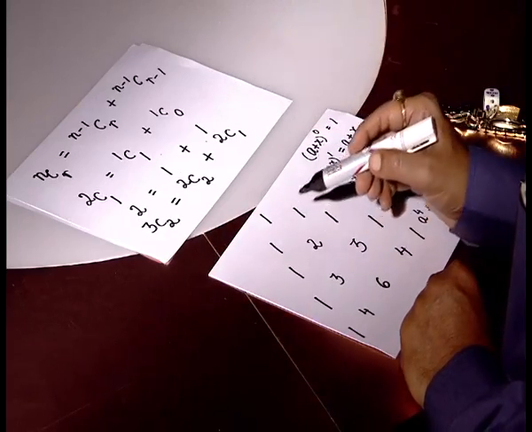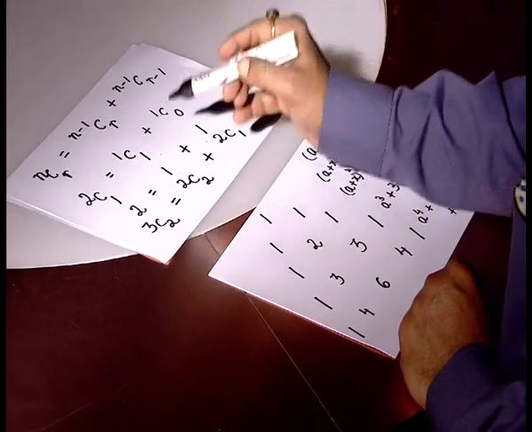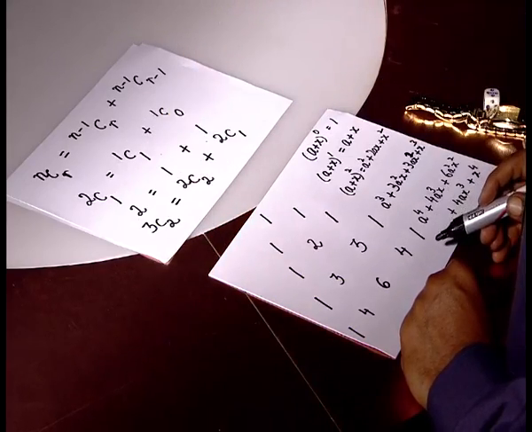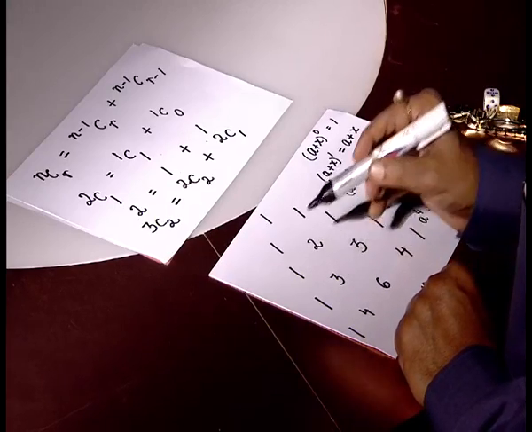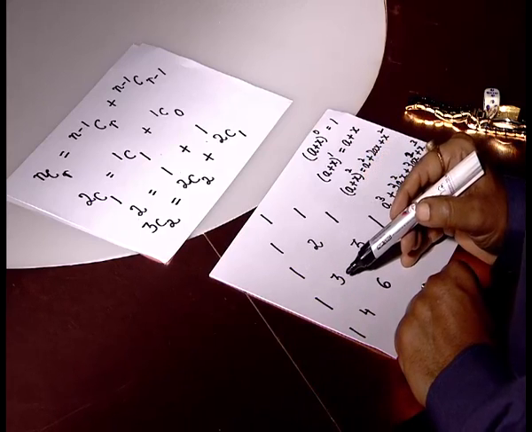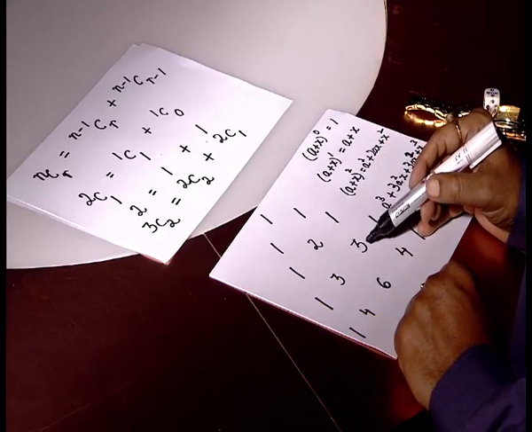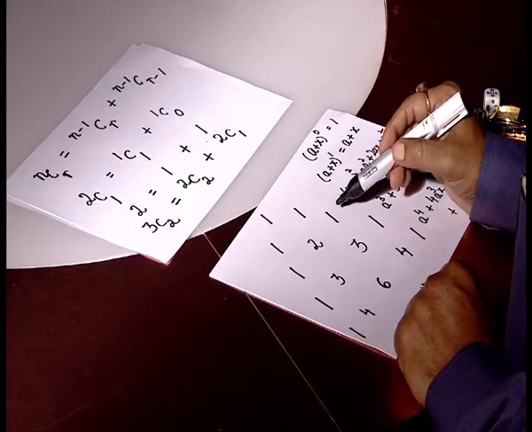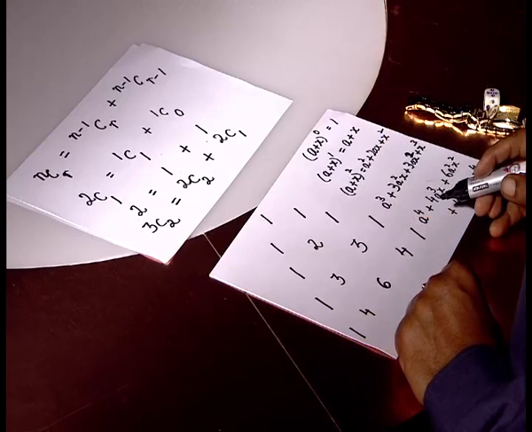Let us see the growth of this triangle. 1 plus 1 equal to 2. So, this is the reflection of 1C1 plus 1C0 equal to 2C1. Then here 1 plus 2 equal to 3. So, this is the reflection of 2C2 plus 2C1 equal to 3. Then again 2 plus 1 is equal to 3. This is a reflection of 2C1 plus 2C0 is equal to 3C1, that is equal to 3.